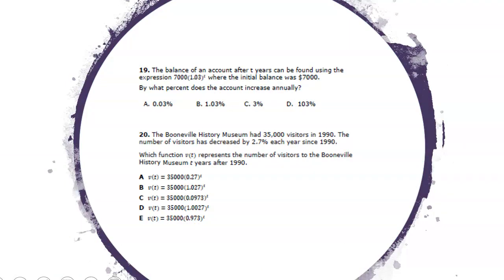19. The balance of an account after T years can be found using the expression 7,000 times 1.03 to the T, where the initial balance was $7,000. By what percent does the account increase annually? So remember, that's going to have to do with your growth factor, which is 1.03. Remember, I told you that you can change anything to a percent by moving your decimal 2 times to the right. So that's 103%, which is 3% over 100. So it's growing at a rate of 3% annually.